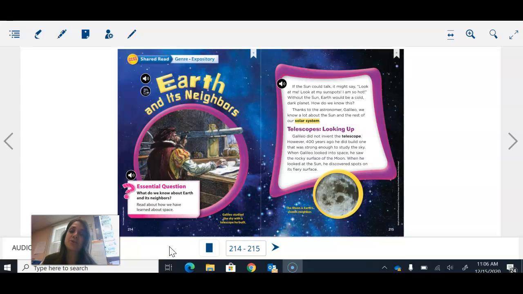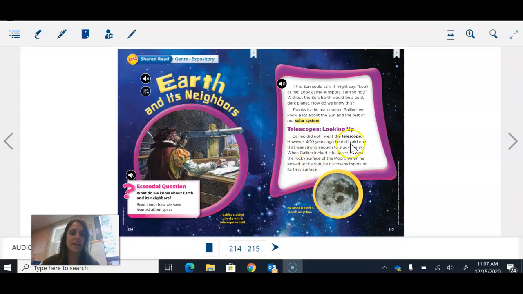So already the author introduced us to a real topic. Now I notice a text feature, a heading, that's going to give us information about the topic. So this heading is in a darker font than the rest of the words on the page. The letters are larger, and it's introducing the next section. Telescopes looking up. So I'm thinking in this section of our expository text, we're going to be learning about how telescopes gave us information about our solar system. Let's read to find out if that prediction can be confirmed.